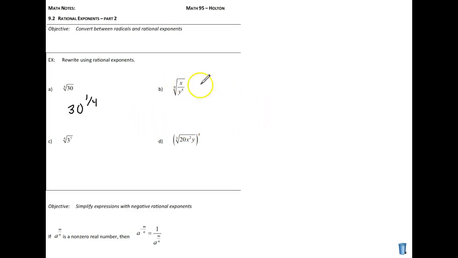Similarly, if I have x over y to the fourth, and I'm taking the 9th root of that, well, that becomes x over y to the fourth, to the 1/9 power. Now, I could technically simplify this, and it would become x to the 1/9 over y to the 4/9, because remember, when you raise a power to a power, you multiply those exponents.